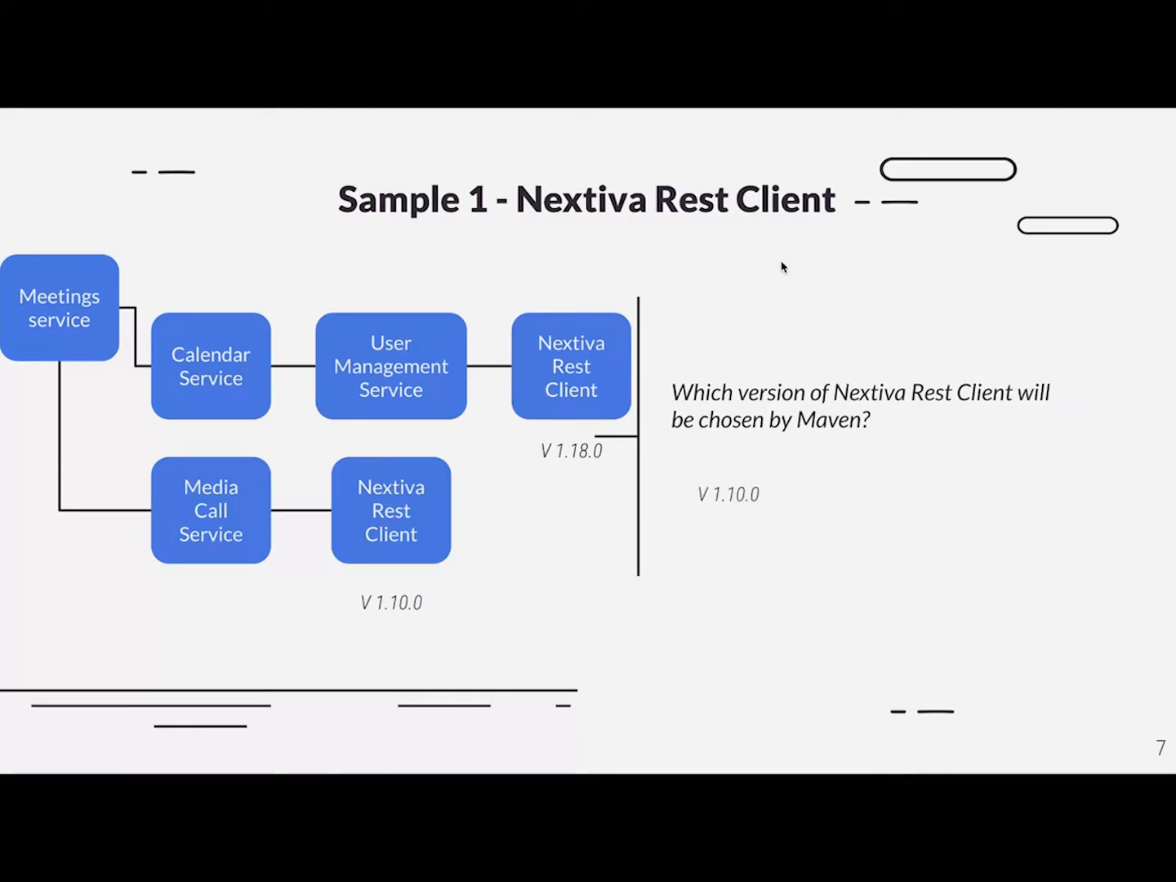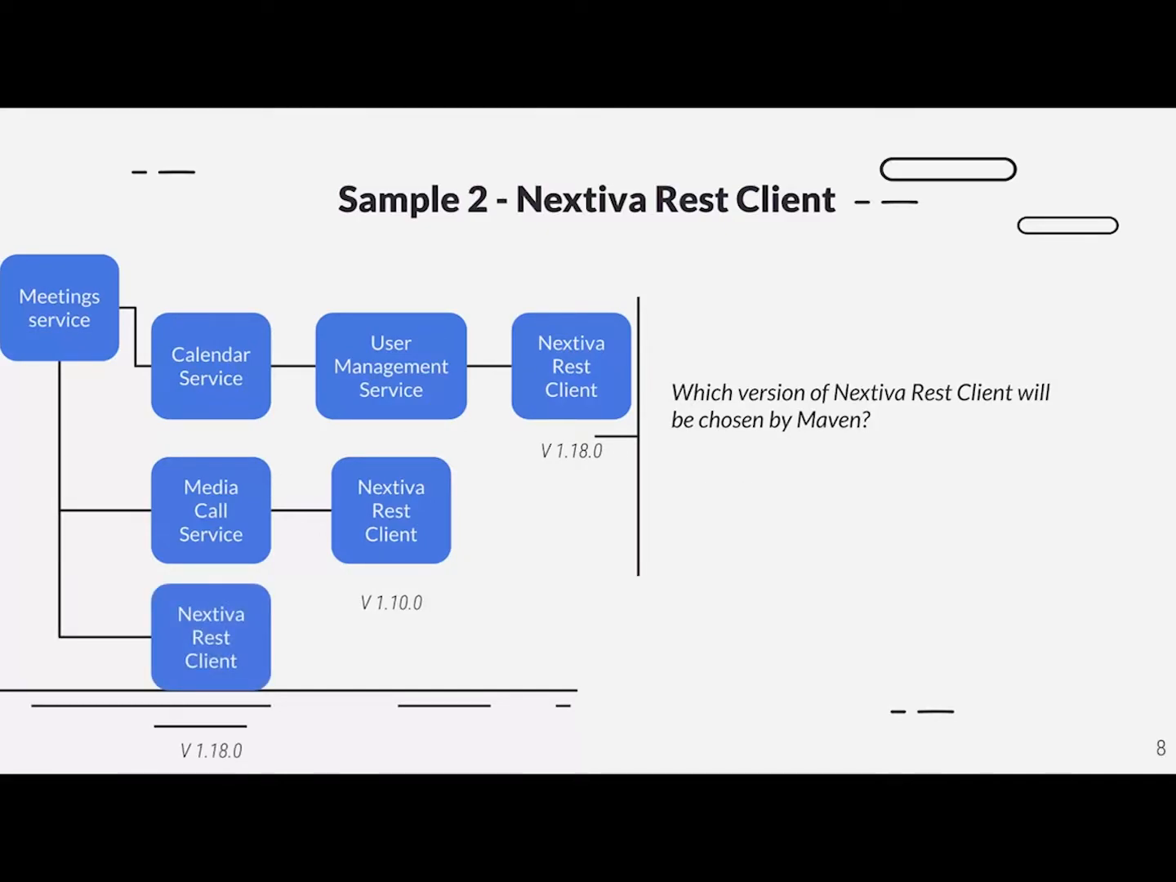Why? Because version 1.10 is the closest to our module in the dependency tree. We have meeting service that has 2 levels to Nextiva REST client through media call service. As calendar has 3 nodes to Nextiva REST client, it will not be used.